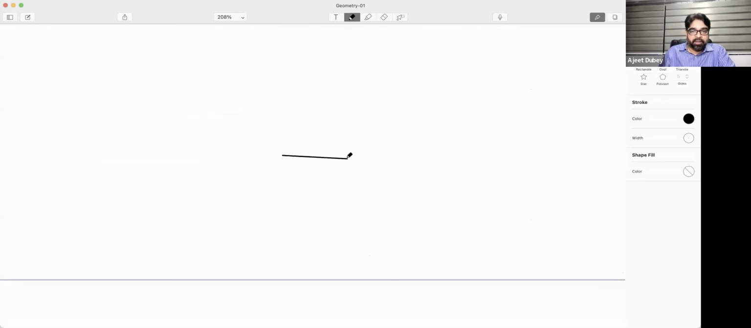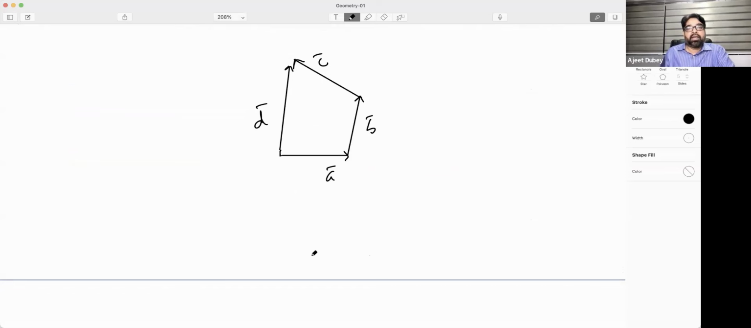Concentrate. Let's say this is the A vector, this is the B vector, this is the C vector, and this is the D vector. Can I get a relation between A, B, C, D? A vector plus B vector plus C vector plus D vector is equal to 0. So D vector is equal to minus (A vector plus B vector plus C vector).